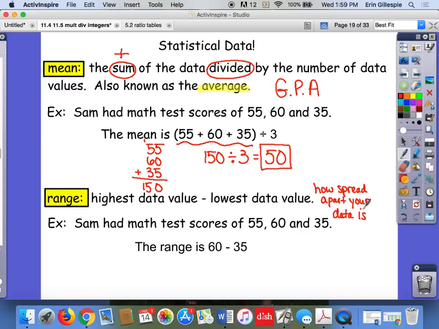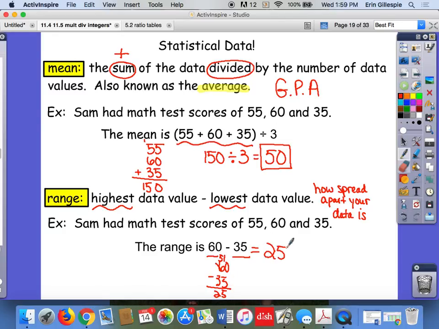So for Sam, to get his range, we would want to pick out what's the highest, best test score he had, and his lowest, his worst test score. So out of those three, his highest would be 60, his lowest would be 35. So when you subtract 60 and 35, and again, you can always write it out vertically if you need to figure it out, you should get 25.